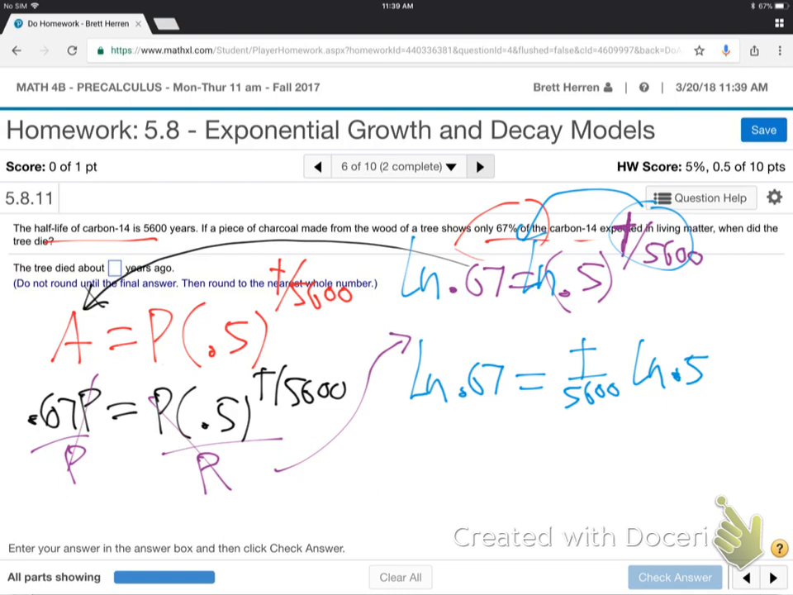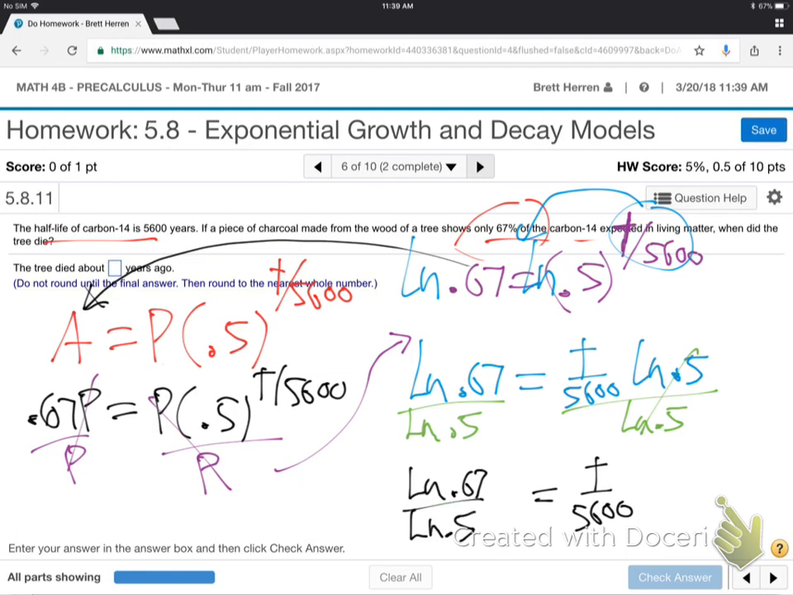So we're still trying to solve for T. Let's go ahead and divide by the ln 0.5 on both sides. Boom. So we get T over 5600 equals that. Good so far? How do we solve for T now? Multiply by the 5600 on both sides. Boom. There we go. So whatever your calculator tells you there.